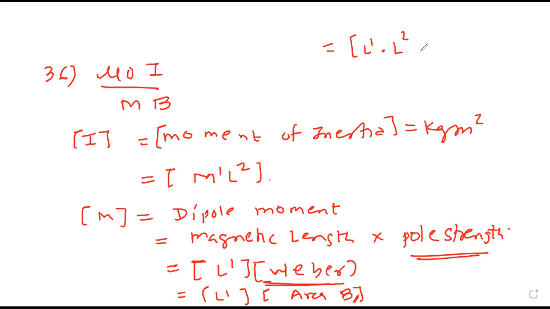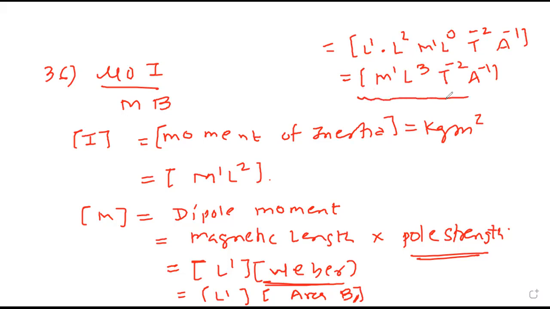Do you remember the dimension of B? Force upon QV, remember? Yes, sir. M1 L0 T minus 2 A minus 1. Okay, that means it is M1 L3 T minus 2 A minus 1. Please copy also till this. Weber means flux. Flux is area into B, and B you did, so you could tell me directly.